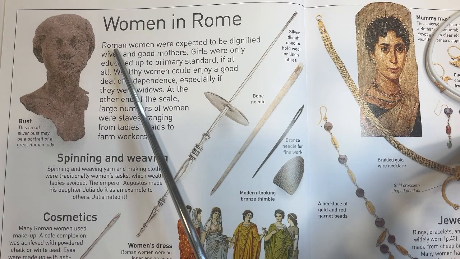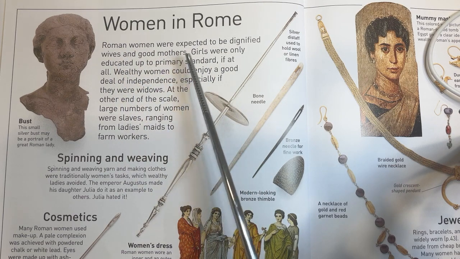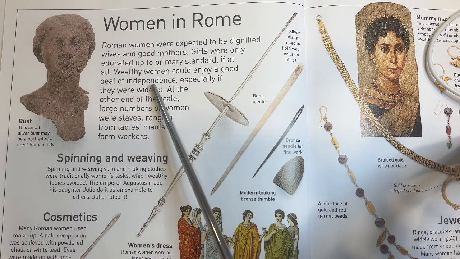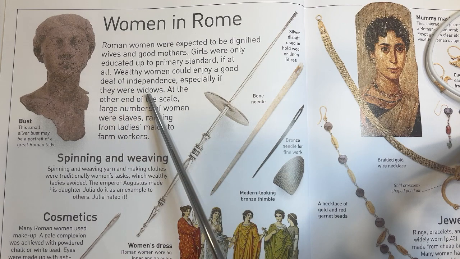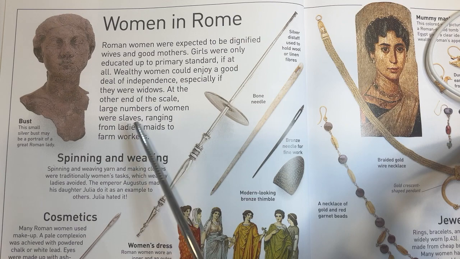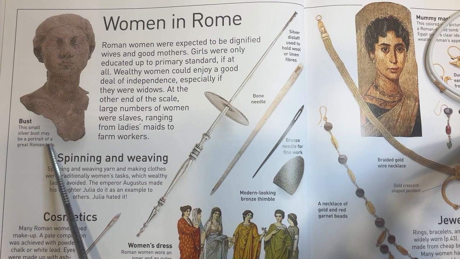Women in Rome. Roman women were expected to be dignified wives and good mothers. Girls were only educated up to primary standard, if at all. Wealthy women could enjoy a good deal of independence, especially if they were widows. At the other end of the scale, large numbers of women were slaves, ranging from ladies' maids to farm workers. Bust. This small silver bust may be a portrait of a great Roman lady.